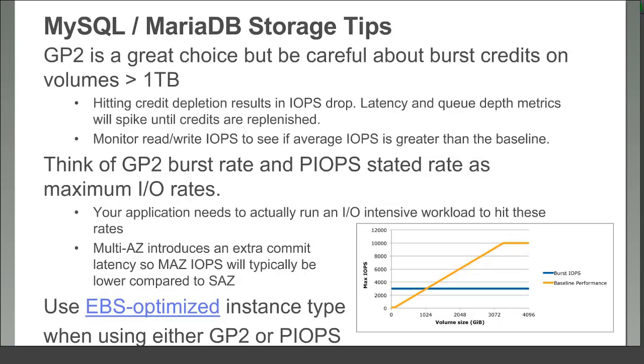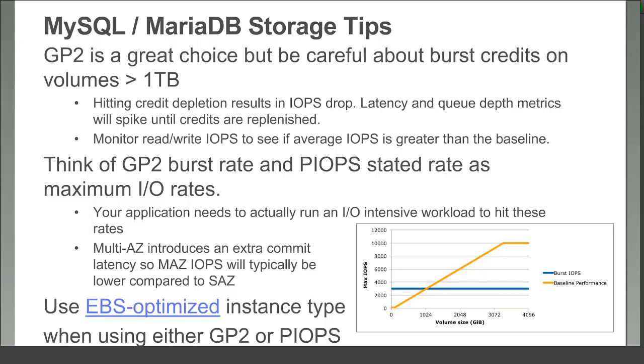As I mentioned earlier, the GP2 is a great choice, but once you exceed a terabyte, you can see from the graph on the lower right-hand side of your screen that once we exceed that terabyte point, we don't get any additional burst beyond that. The baseline performance actually exceeds the burst. So for anything less than a terabyte and that requires up to 3,000 IOPS, I would consider the GP2. But otherwise, you're going to want to look at the provisioned IOPS.